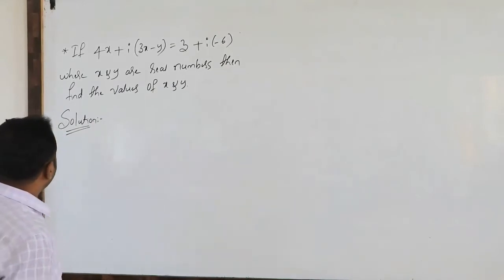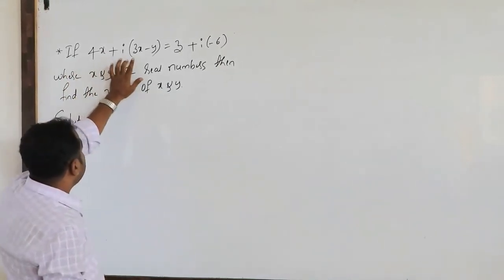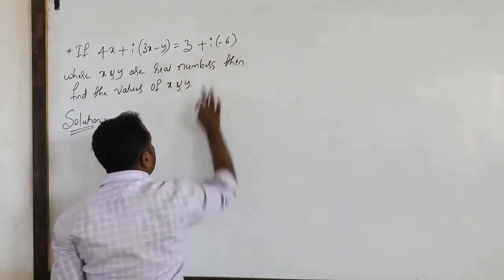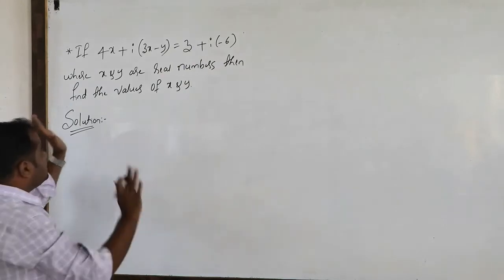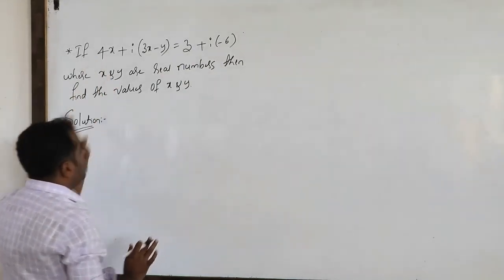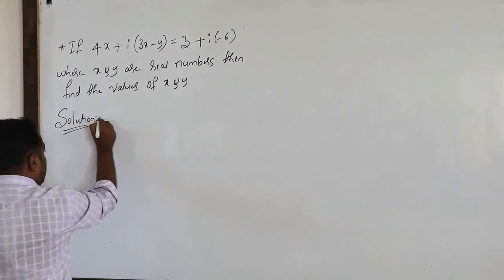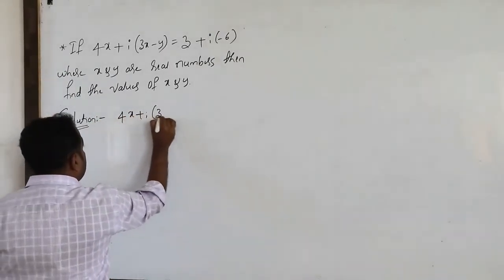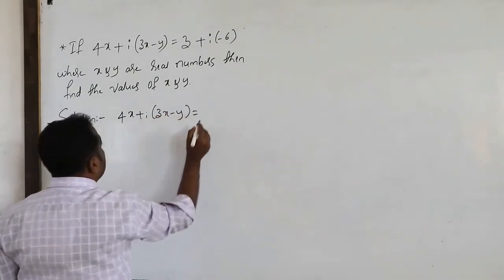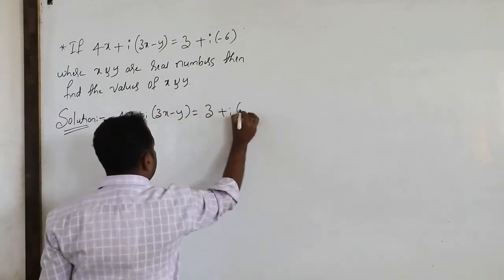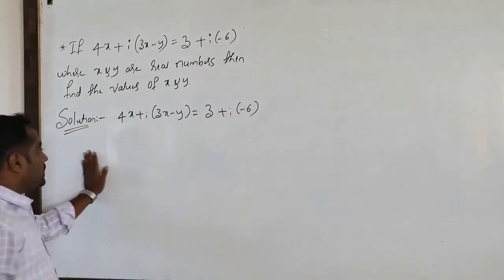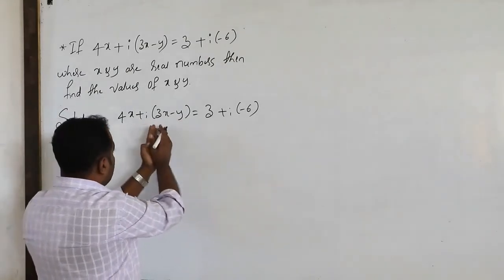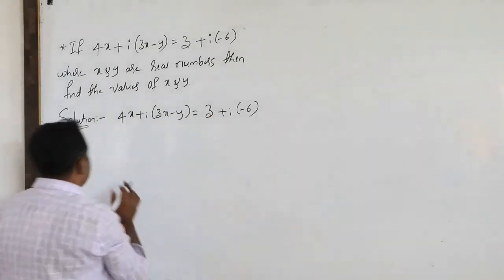So next one: if 4x plus i into (3x minus y) is equal to 3 plus i into minus of 6. Here what is the question? Find x and y value. So x and y, here the equal condition is given. Equal means real part equal to real part, imaginary part equal to imaginary part.